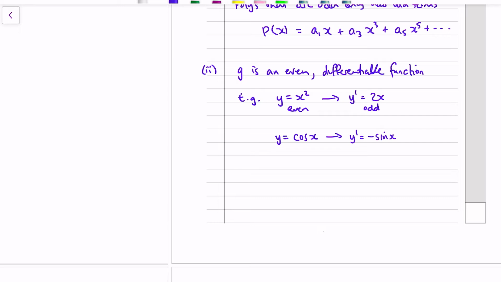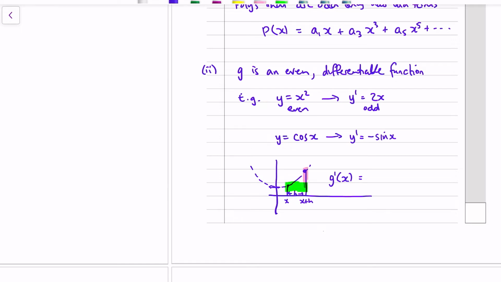Okay, so if we take the definition of the derivative, if you haven't seen an earlier video where I explain this, we've got some function that's even. So let's just draw an example of one. And this is some point x, and this is x plus h, where h is small. Then the derivative of g is going to be found by taking the rise and dividing by the run.